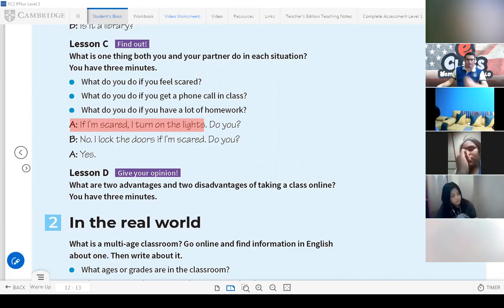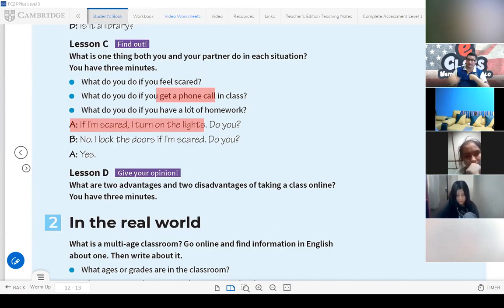Ok, ya. Dice aquí, what do you do if you feel scared? No, for example, if I'm scared, I turn on the light. No, si estoy asustado, enciendo las luces, pues, right? Now, what do you do if you get a phone call in class? What do you do? What can you say about that? ¿Qué podríamos decir? ¿Cómo reaccionas? What do you do? ¿O qué haces in that situation?